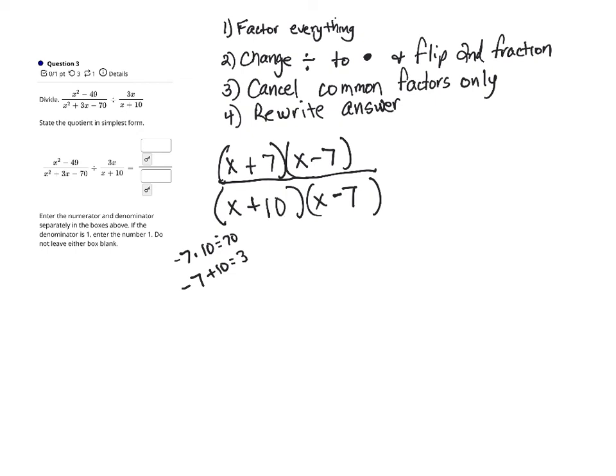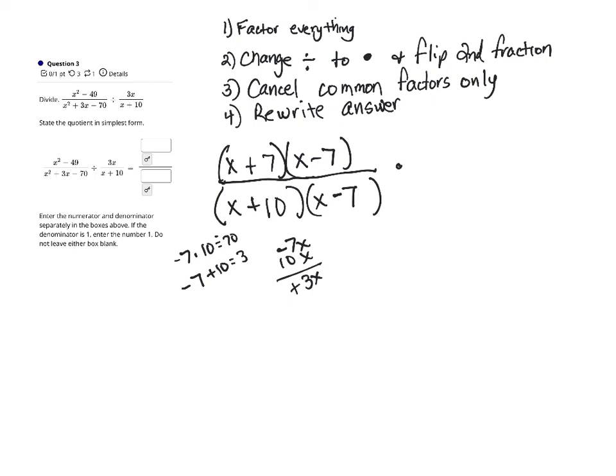And double check yourself. Again, with FOIL, it helps you learn where the numbers go when you do FOIL. X times x is x squared. X times negative 7, that's a negative 7x. And then 10 times x is 10x. That gives us a positive 3x. That's what we wanted. 10 times negative 7 is negative 70.